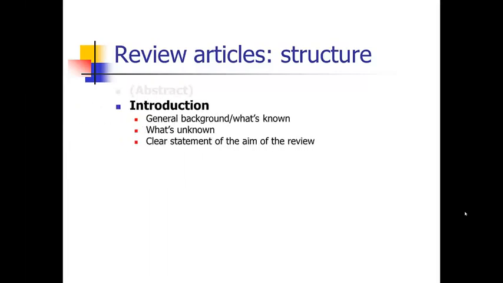So what's the structure of a review article? In general, sometimes they'll have an abstract, sometimes they won't. It varies by journal. Then there'll be an introduction section, and that's going to be very similar to the introduction section that we used for an original research manuscript. So it gives some general background, sort of the what's known and the what's unknown, what are the gaps in the literature, and then it gives a clear statement of the aim of the review.